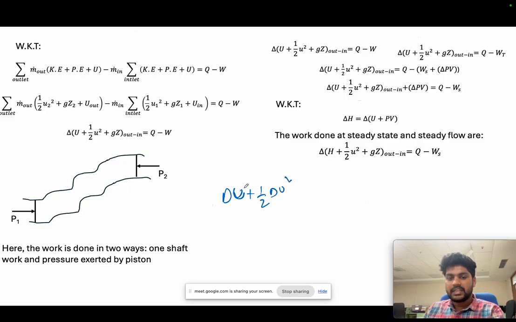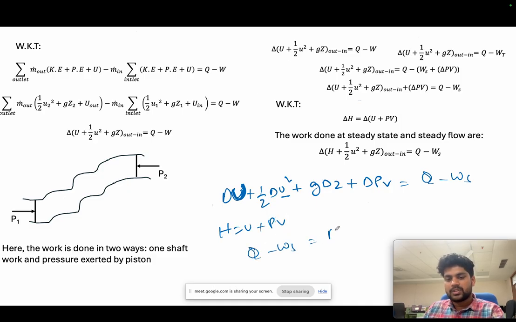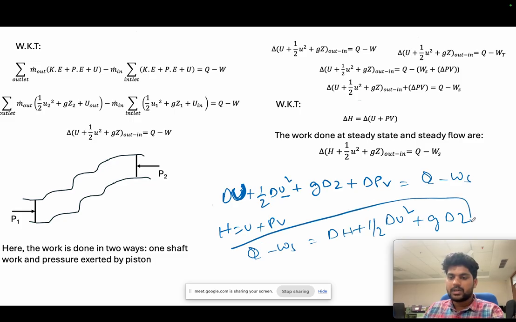Okay, so this is internal energy. You need to remember this is big U. This is kinetic energy plus g into delta Z. So it will be plus delta PV equal to Q minus WS. So we know that enthalpy equals U plus PV. So it will be Q minus WS equal to delta H plus delta of u square by 2 plus g delta Z. So this is the equation which we have here.